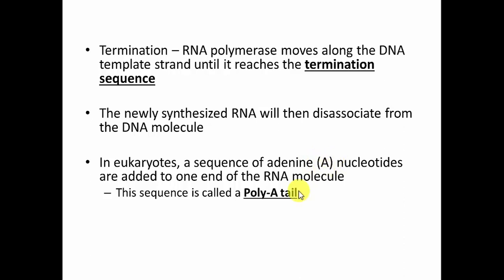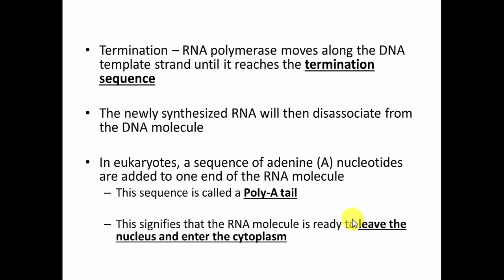Usually it can't actually get out of the nucleus where transcription occurs until it has this poly A tail on it, and then from there it can be acted upon in a way to move out of the nucleus. So the poly A tail signifies that the RNA molecule is ready to leave the nucleus and enter the cytoplasm.